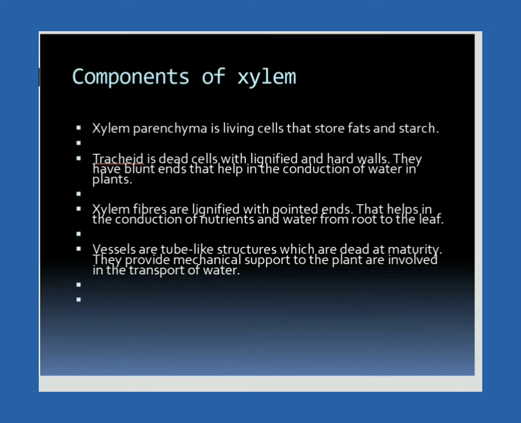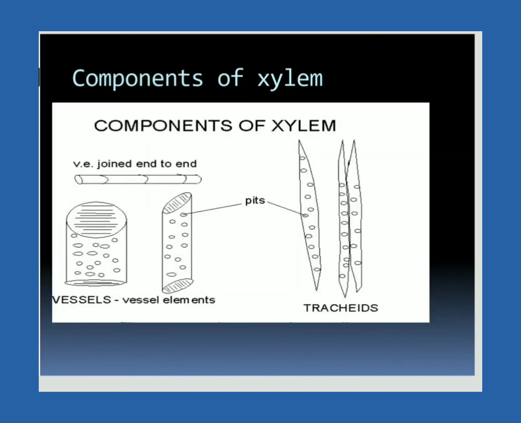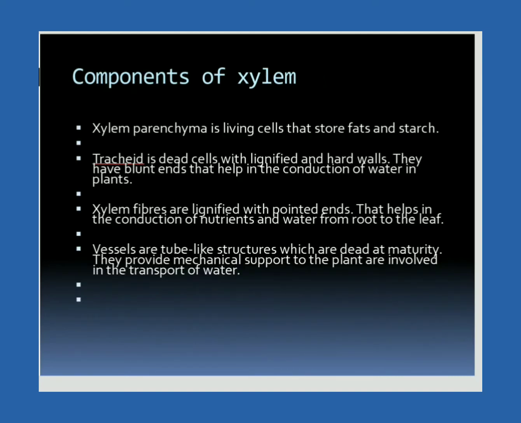Let us see the components of the xylem one by one. Xylem parenchyma is a living cell that stores fats and starch. Next, tracheids are dead cells with lignified and hard walls. They have blunt ends that help in the conduction of water in plants. Here you can see the tracheids with the ends, and on their surface small pits are present, which help in the transportation of water. Next are xylem fibers. They are lignified with pointed ends that help in the conduction of nutrients and water from root to the leaf. Vessels are tube-like structures which are dead at maturity. They provide mechanical support to the plant and are involved in the transportation of water.